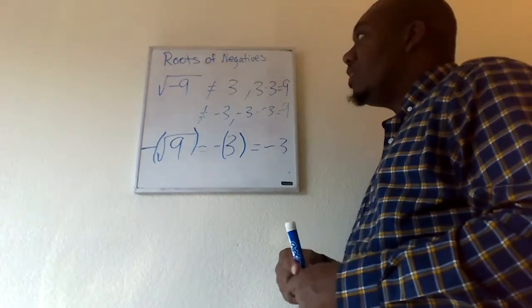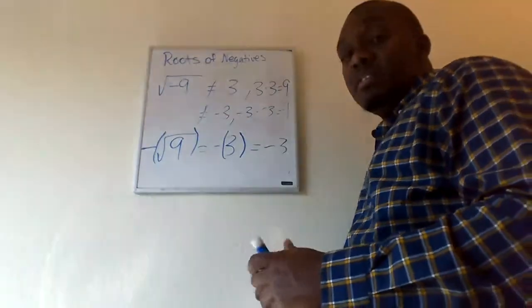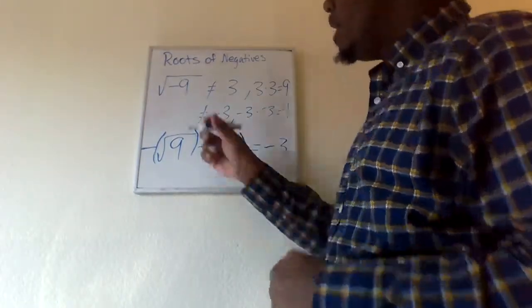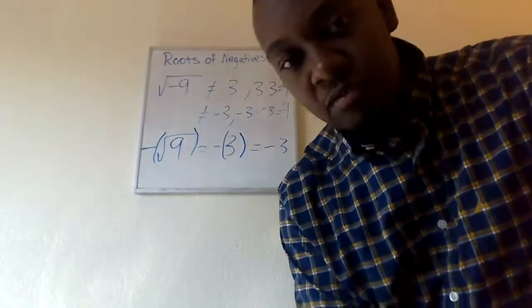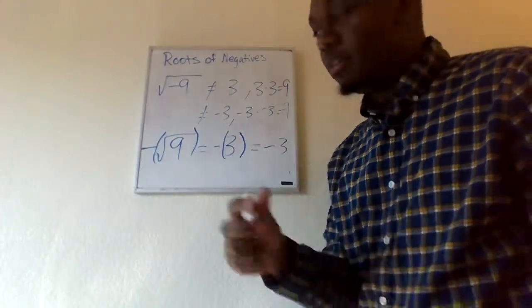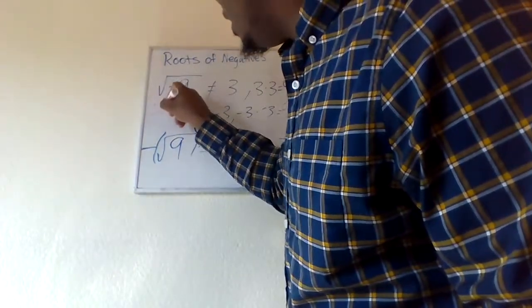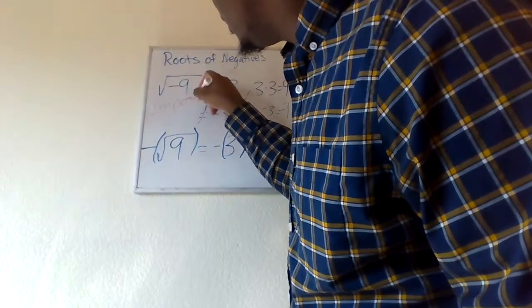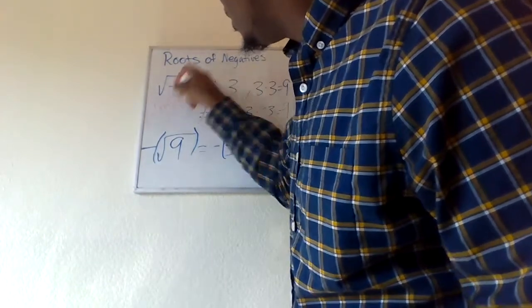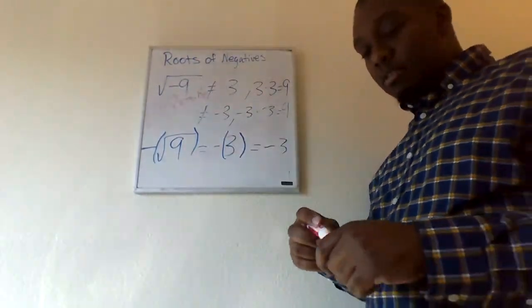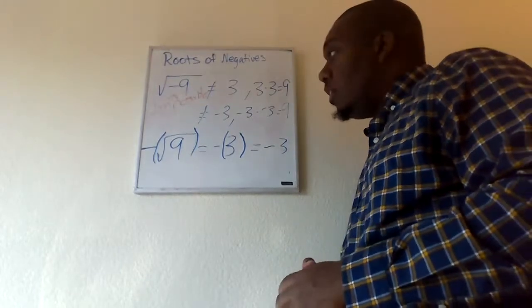Anyway, so if you have a negative underneath the square root, it is impossible. I'm gonna write that in red because don't do it. Impossible. Okay?